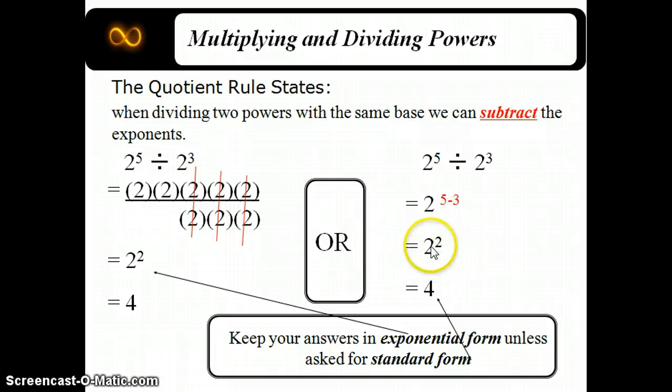When you get questions like this and examples, people sometimes get confused. Make sure this means 2 multiplied by itself twice. Again, this is left in standard form. This is left in exponential form.